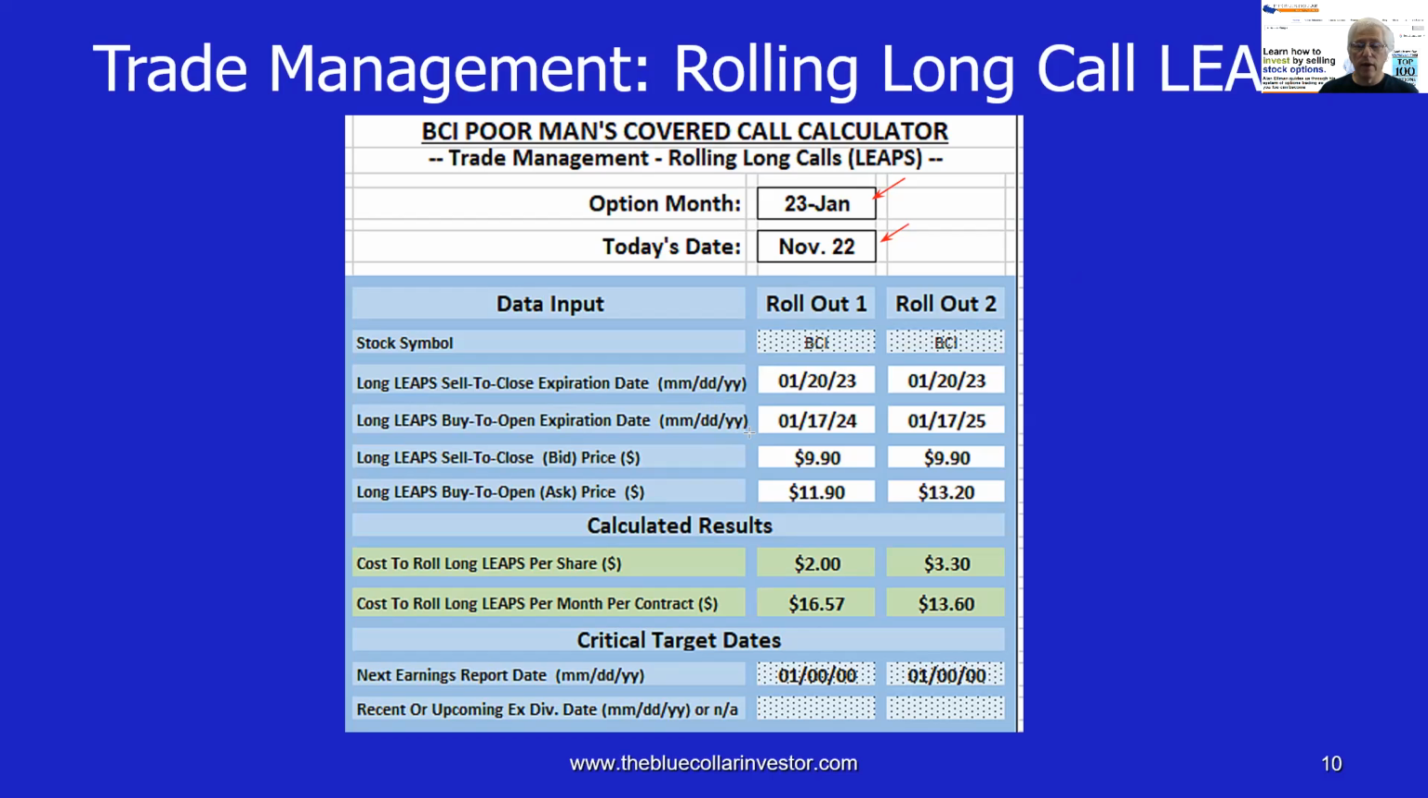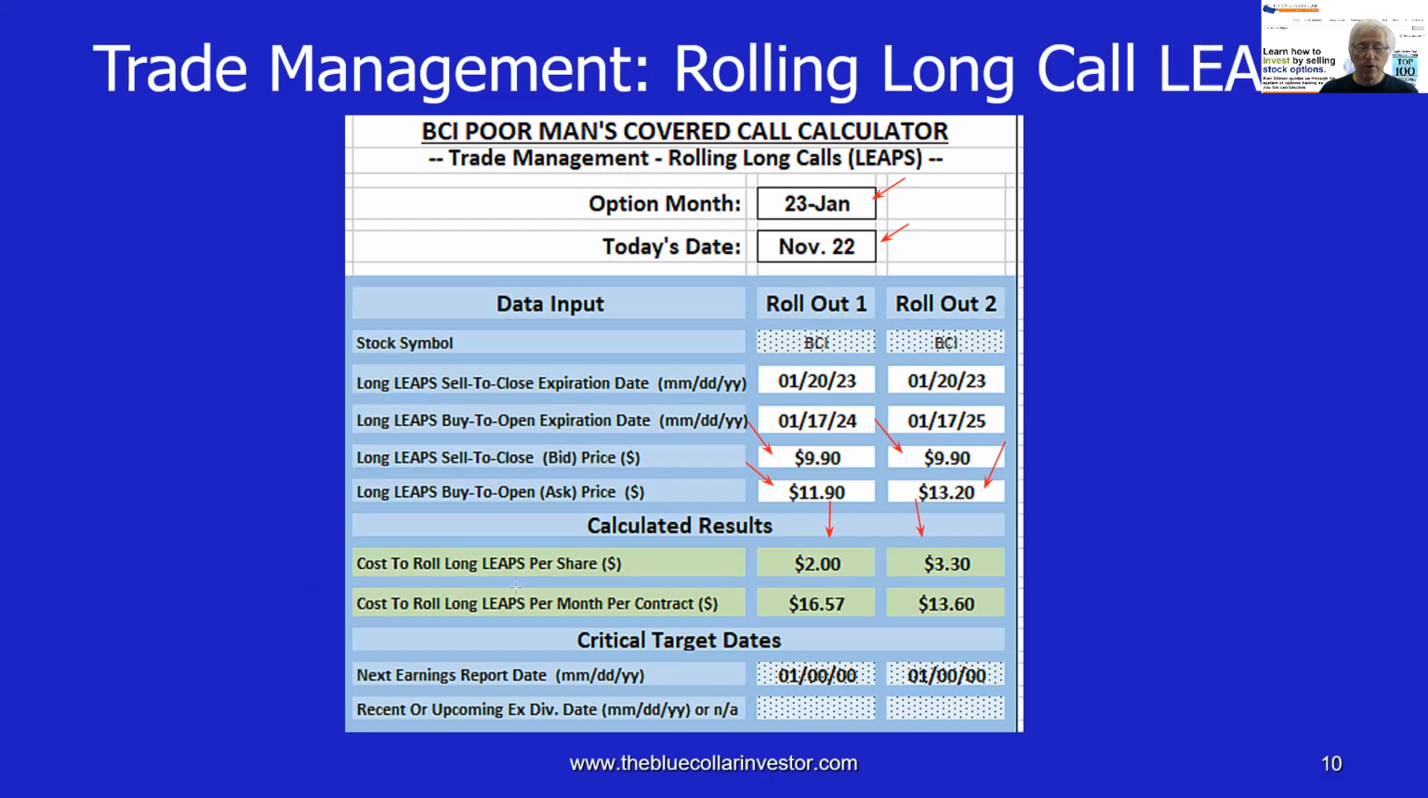Now, selling the LEAPS will result in a hypothetical bid price of $9.90 per share when we sell the option. To roll the LEAPS out 1 year would cost us $11.90 a share, and to go out 2 years, $13.20. Initially, it looks like it's cheaper to do 1 year than 2 years, because the debit on the 1 year is $2 per share, $11.90 minus $9.90, and on the 2 year it's $3.30, $13.20 minus $9.90.